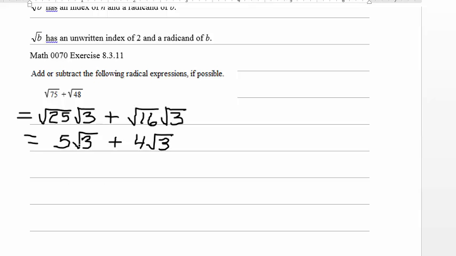So now we see we have 5 square roots of 3, and we want to add to that 4 square roots of 3. So both of these are square root of 3 terms, so there will be no change to the square root of 3. But the coefficient, I only work with the coefficients. So 5 plus 4 is 9, so I actually have 9 square root of 3's altogether. And so that is my final answer and how it is actually obtained.